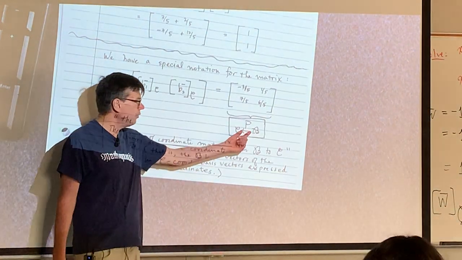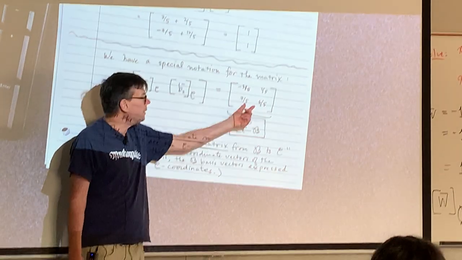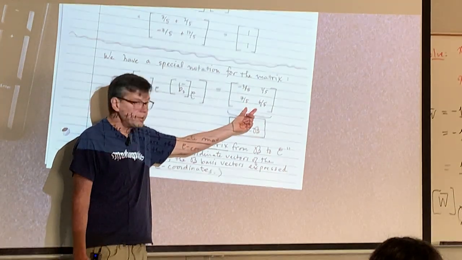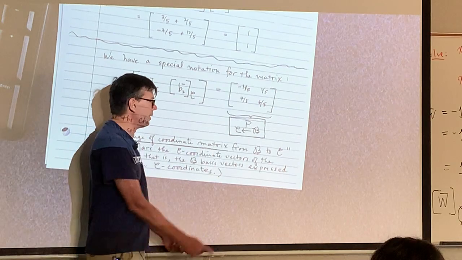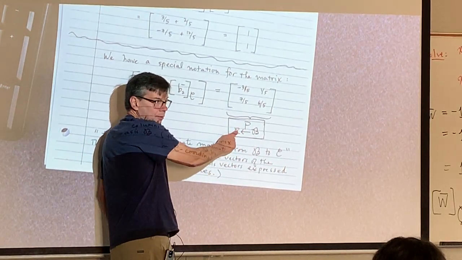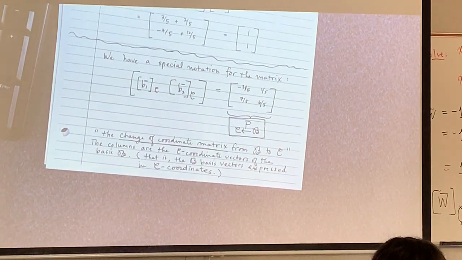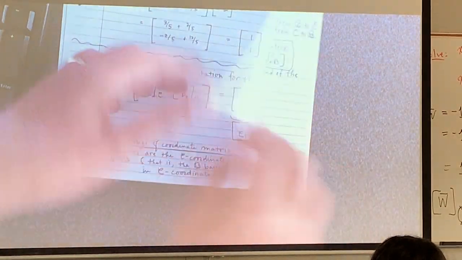So the challenge for you is you don't want to get the B and the C mixed up here. These are B basis vectors expressed in C coordinates. So these vectors expressed using those coordinates, not the other way around. Because if you get it backwards, it's backwards and it's wrong.